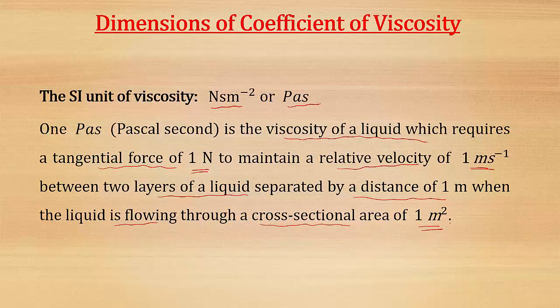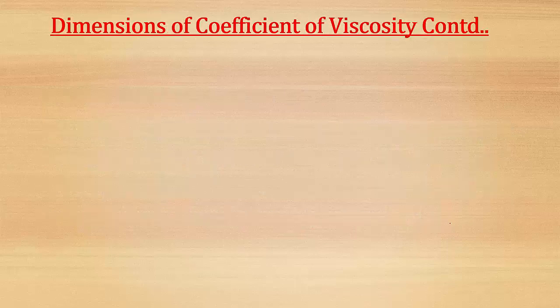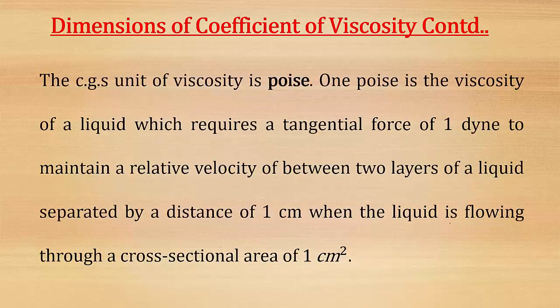So that gives the dimension of coefficient of viscosity. If you know the SI unit easily, you can write its dimensional formula. Then the CGS unit of viscosity is poise. What is its CGS unit?